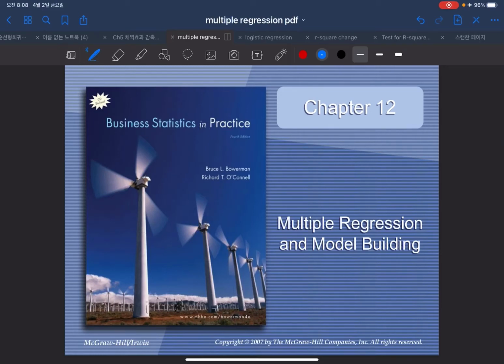Hello everyone, this is the 6th week class. Today we are going to study a technique called multiple regression.